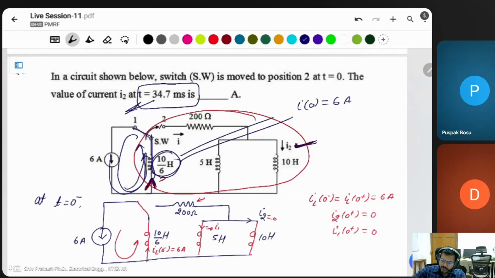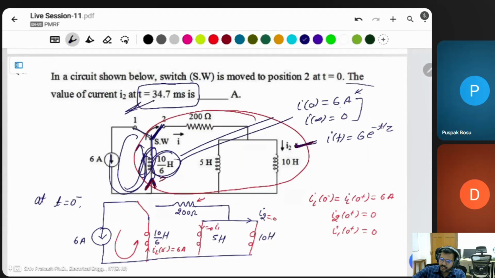After t is equal to 0, there is no source. It means this current is also 0, at infinity also 0. Then only this one is the current. What is i(t) in that case? You know only the initial current is there, that remains: 6 e to the power minus t by tau.